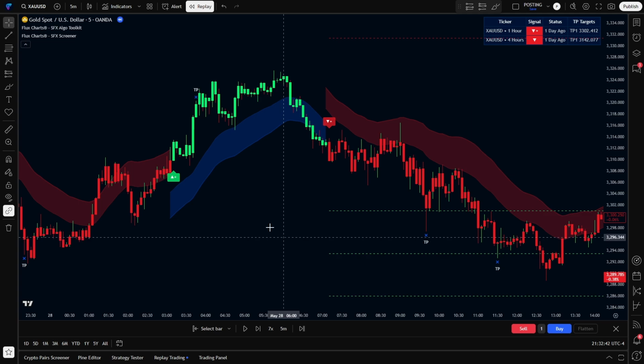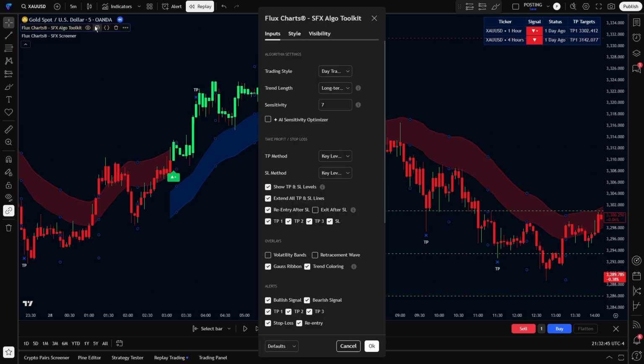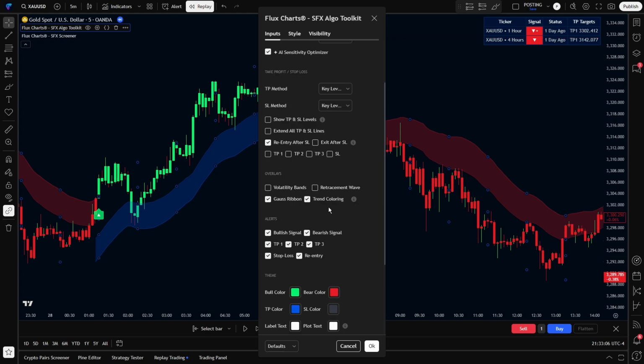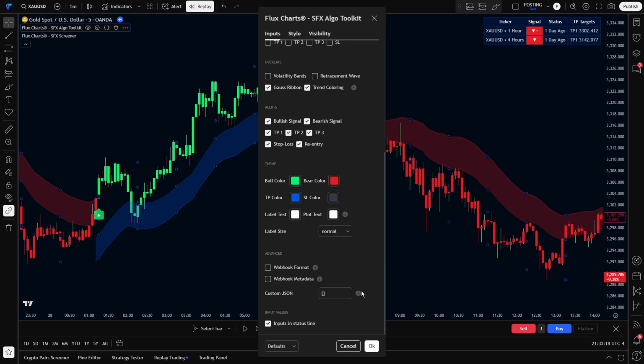After that, you can click OK, and then we'll go into the SFX Algo Toolkit settings. Just like the screener, we're going to make sure that our algorithm settings match those from the screener. So we have day trader as our trading style, and then we'll also enable the AI sensitivity optimizer. After this, we'll disable the stop loss and take profits. We'll also disable the take profit and stop loss levels. And in the overlays, we only want to have the Gauss ribbon enabled. You can also keep trend coloring enabled if you want. I'll keep it on just because it makes the chart look a bit cleaner. And then you are all set.